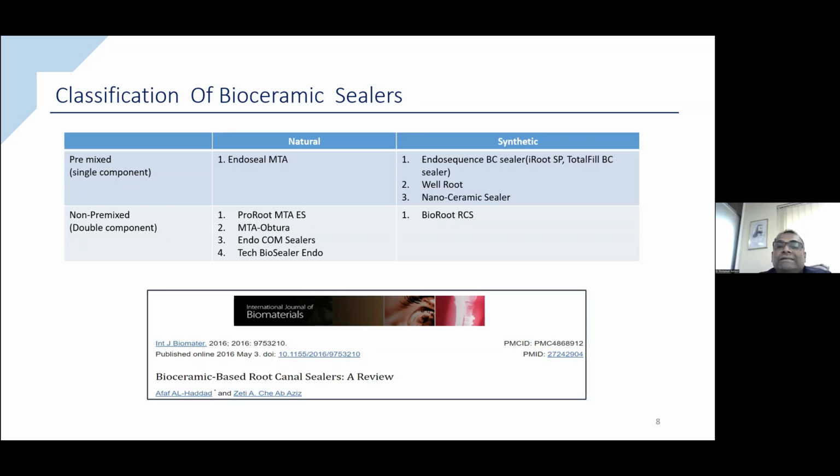Now, in case of synthetic, we have EndoSequence BC Sealer, iRoot SP, and TotalFill BC Sealer. The first two are mostly available and marketed in the UK and US. However, in the Indian subcontinent, we have Endoseal TCS, which is by Meta Biomed, and a double mix we have is BioRoot RCS. In India, we have Cerasil B. So these are the classification of bioceramic root canal sealers.